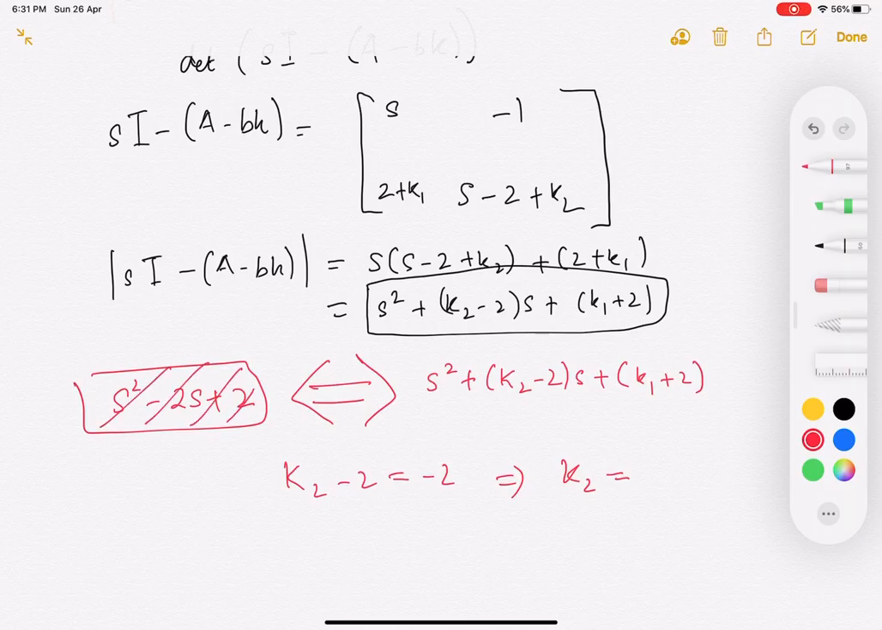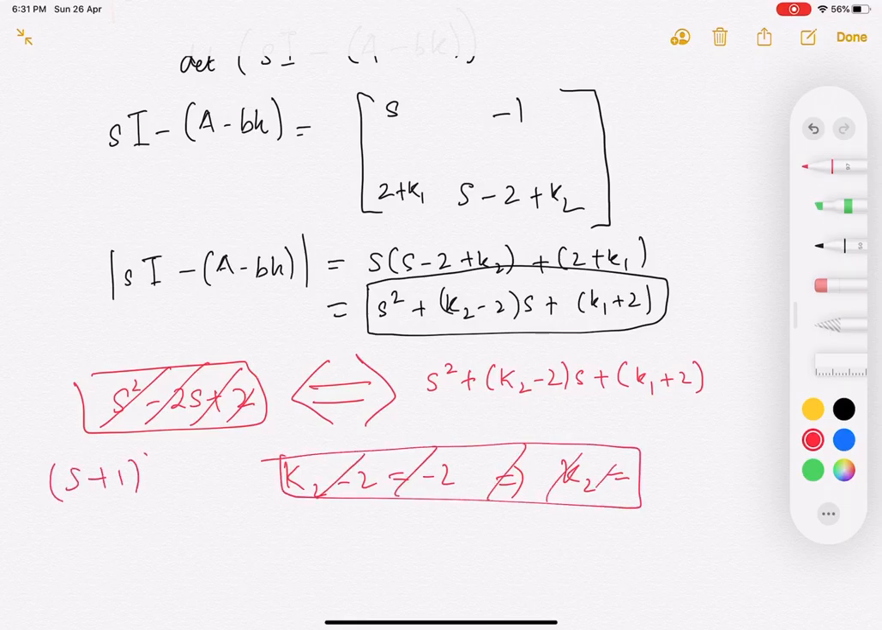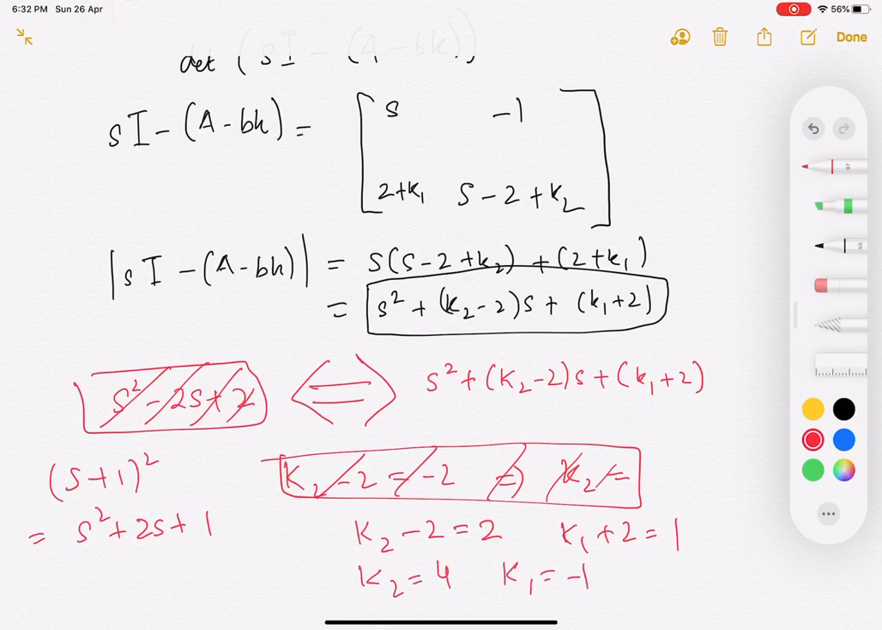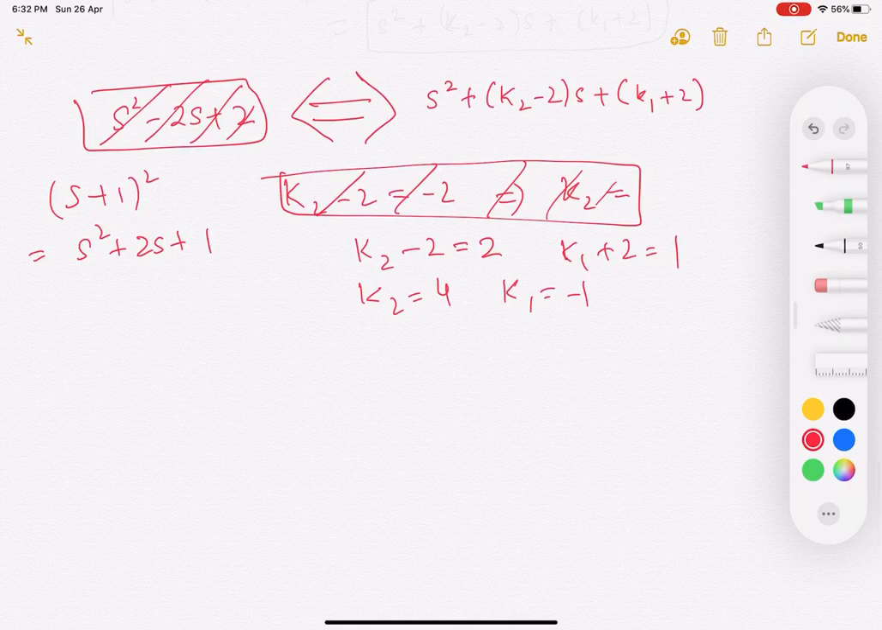So the desired characteristic equation is (s plus 1) whole square, which is equal to s square plus 2s plus 1. So now we can compare: k2 minus 2 is equal to 2 and k1 plus 2 is equal to 1. So you get k2 is equal to 4 and k1 is equal to minus 1. So the state feedback law, which will place the poles at the right location, would be given by u equal to minus Kx, where K is equal to [k1 k2], and that is equal to [minus 1, 4].